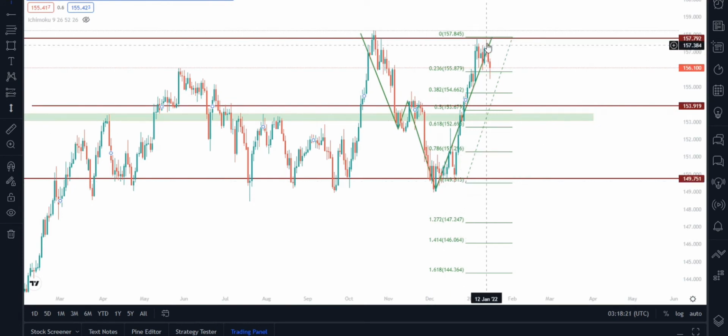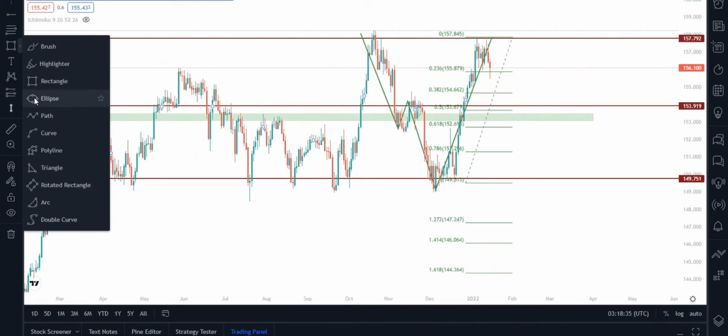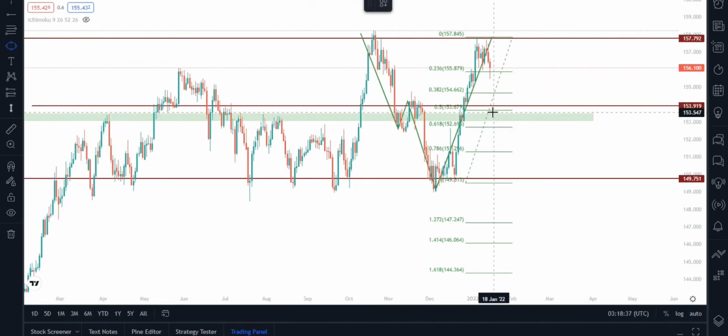Then it has also broken below, then here again it has broken above. So we expect that it will act as a support around this region.